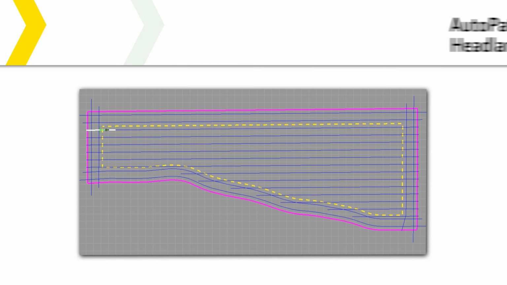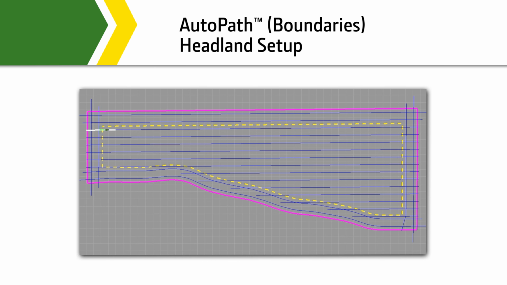AutoPath boundaries creates guidance tracks in the headland area of the field, shown here in blue. The headland area is the area between the pink field boundary and the yellow dashed headland line. You'll notice that those guidance tracks follow the shape of the boundary.